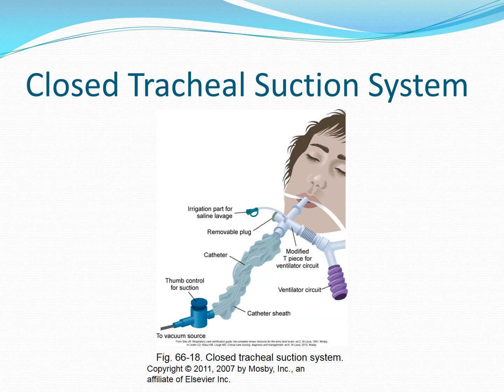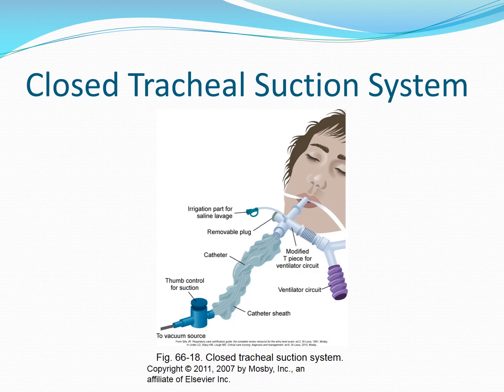This is that closed tracheal system. This is actually the Ballard suction. If you notice at the bottom left, it says thumb control for suction. There's that tubing there that you can see in that catheter sheath, and the catheter is inside there. That catheter is what we put down into the respiratory system, into the trachea, to remove secretions. You want to make sure that it comes all the way back out, like I said, because otherwise it can block the tubing and make the area for ventilation a little bit smaller.